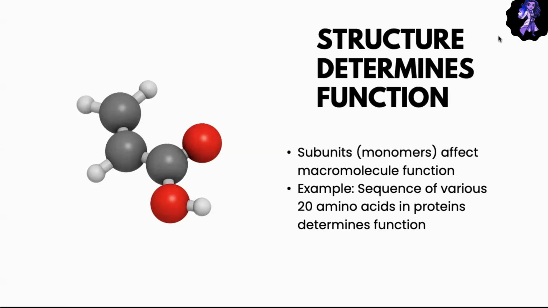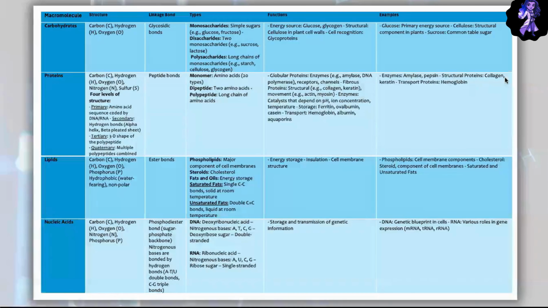Now, the reason why macromolecules are important, and why understanding the chemical compounds associated with them matters, is because functionality, or the purpose of the macromolecules, is really determined by the structure itself. So we have subunits, which are monomers, which build upon each other to form a macromolecule. And depending on what monomer you have, you really are changing the overall functionality of that macromolecule.